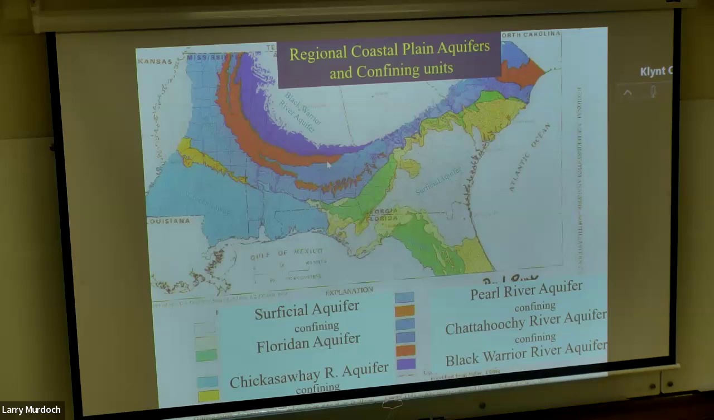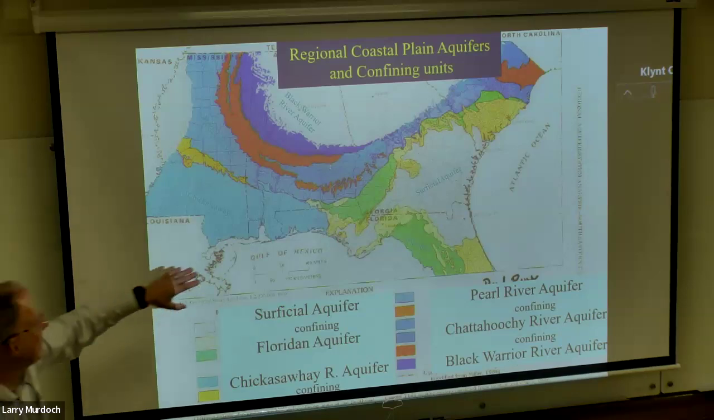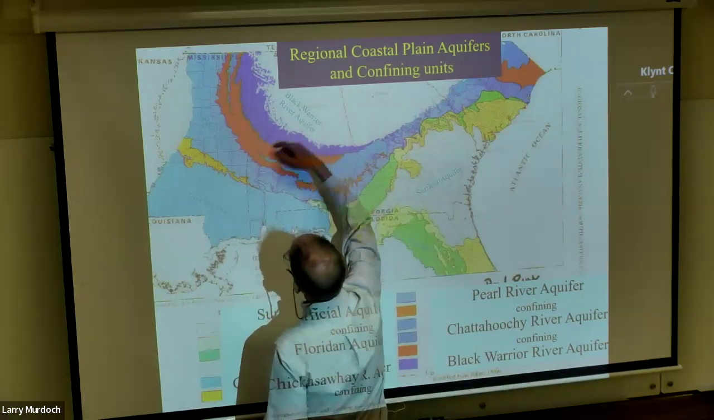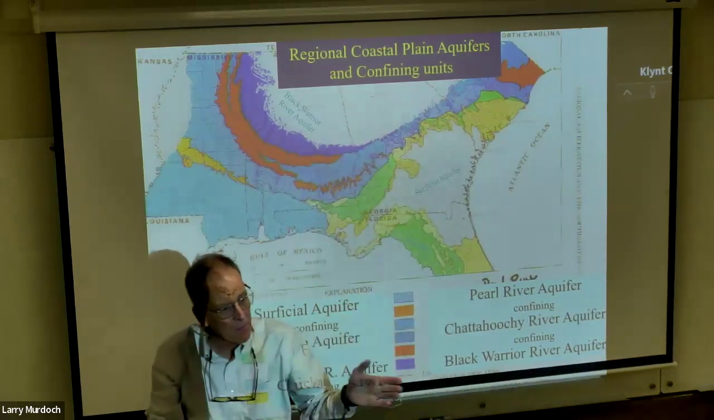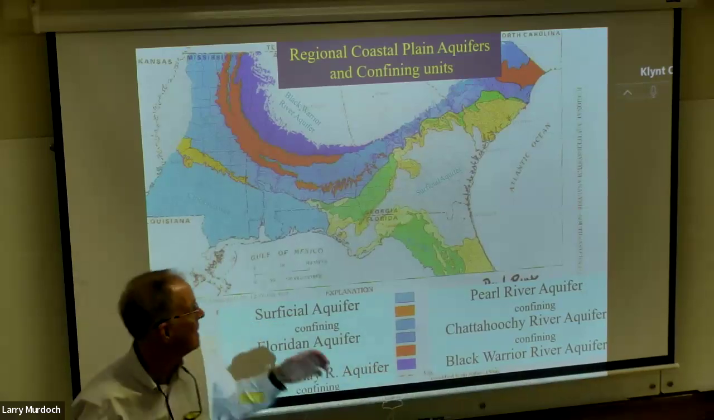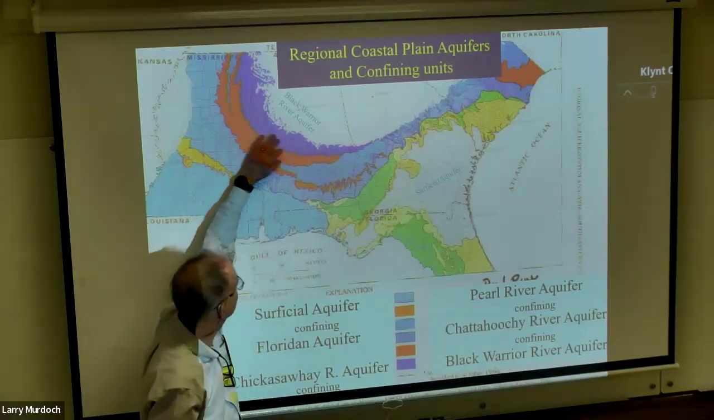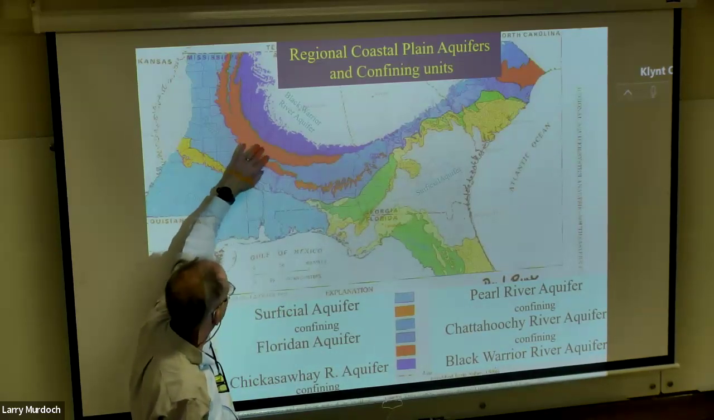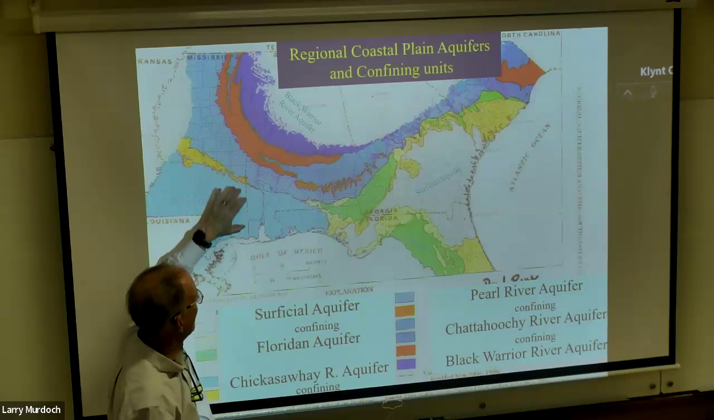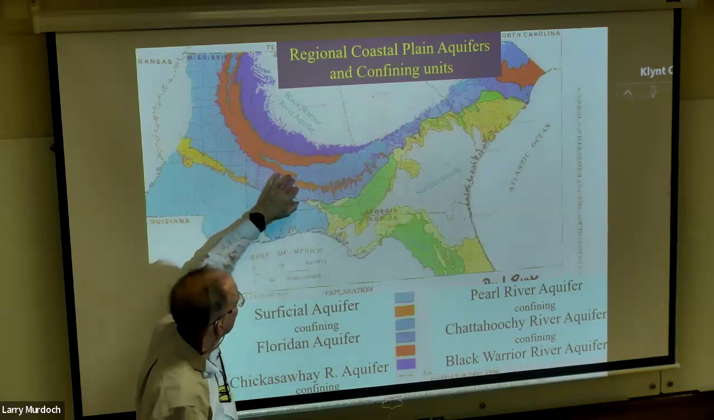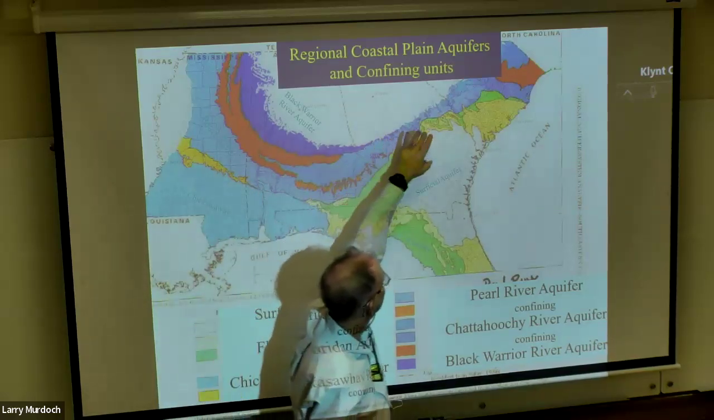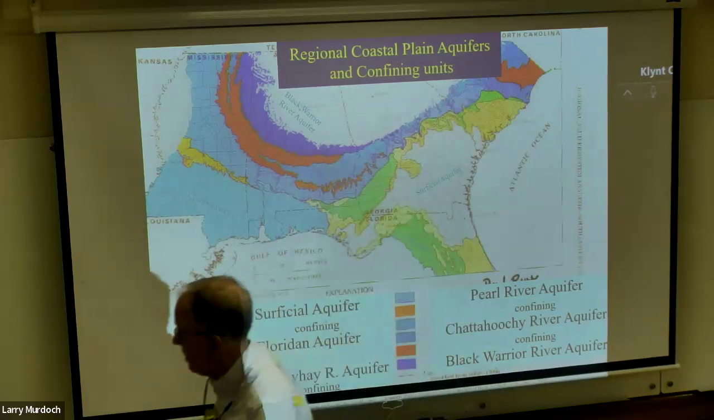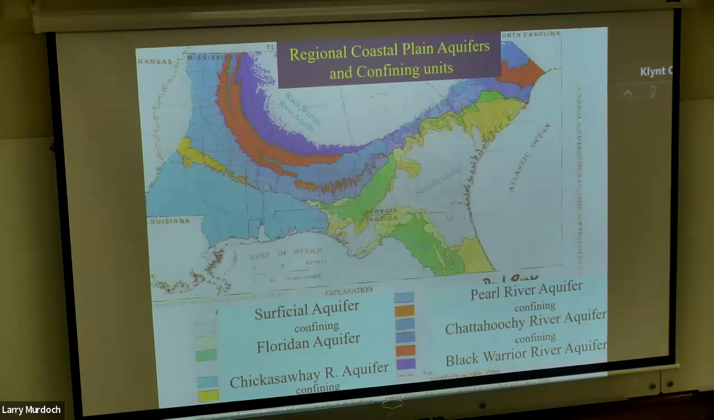So these things are deltas, just like the Mississippi Delta. There's a river system that came out here and the river meandered back and forth and deposited these sands that formed this aquifer. Same with this. And then there are fine-grained sediments in between that form these confining units at a regional scale. We also have more deltas over here, although they're not shown as well on this map.